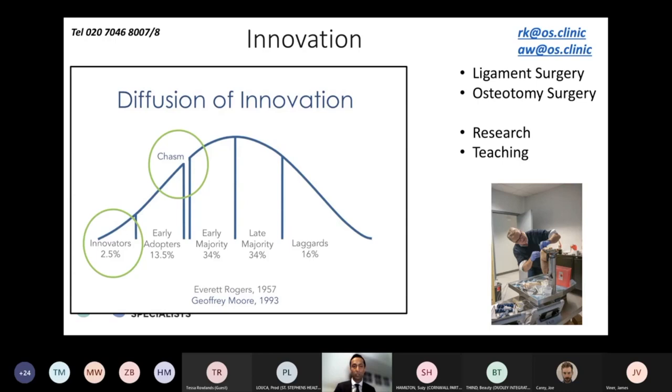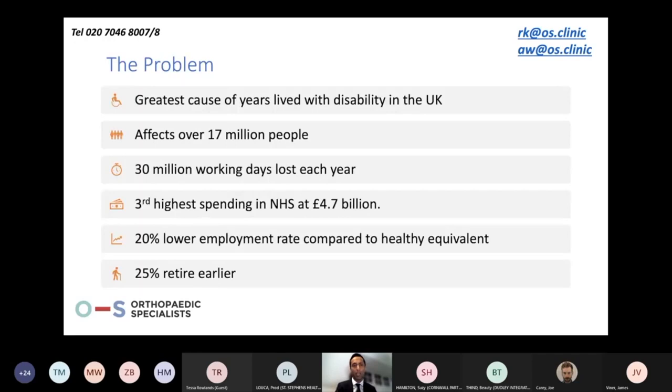So osteoarthritis is a huge problem in the UK. It affects over 17 million people per year, with over 30 million working days lost each year. It's got a huge NHS spend of 4.7 billion, and in fact, it's the third highest spend for the NHS. And 20% of people who have osteoarthritis have a lower employment rate compared to somebody who doesn't. Over a quarter of people will retire earlier because of the condition of osteoarthritis. So it's a real disease burden.